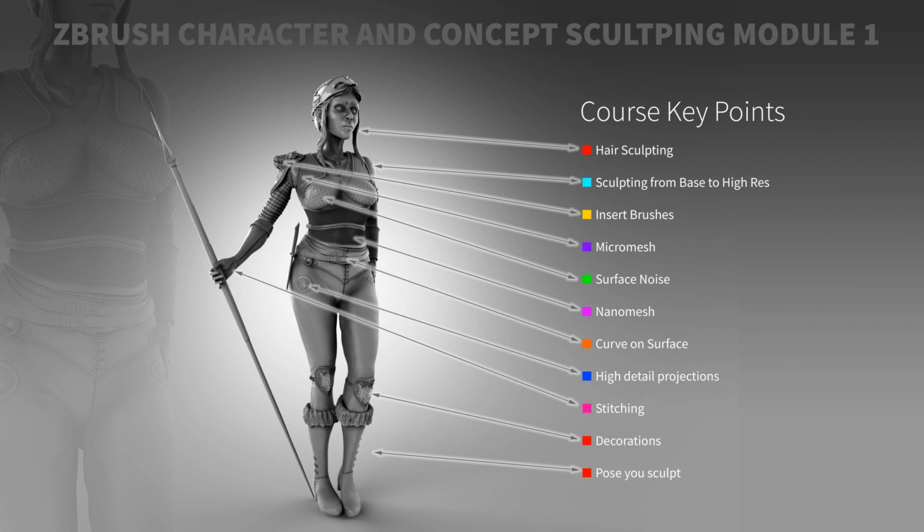This is a model that you can see here, and you can see the course key points that I've got there, such as hair sculpting, sculpting base to high res, create and insert brushes, micro mesh, surface noise, nanomesh, curve on surface brushes, high detail projection, stitching, decoration, posing your sculpt, and also rendering, and a hell of a lot more. So check out the link below to see the full course details and what you're going to get if you decide to purchase the course.